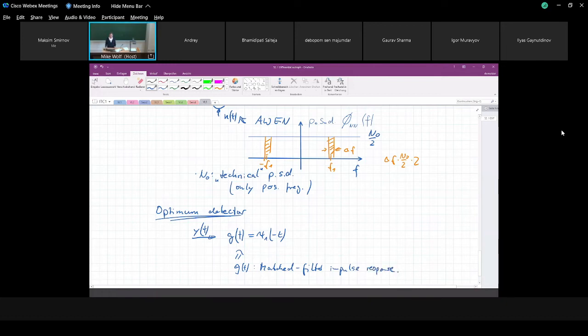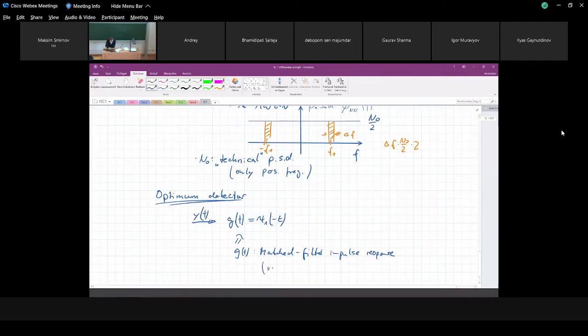Why is it matched? Because this impulse response is matched to the used waveform, right? It's matched to psi1 of t. So we use certain pulses, psi1 of t, and we match our impulse response exactly to this waveform. So we can write here matched to psi1 of t. Therefore, it's denoted as matched filter.